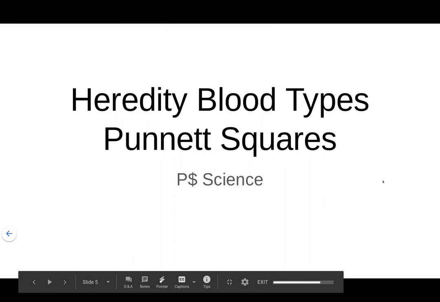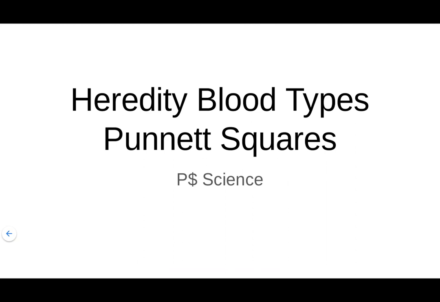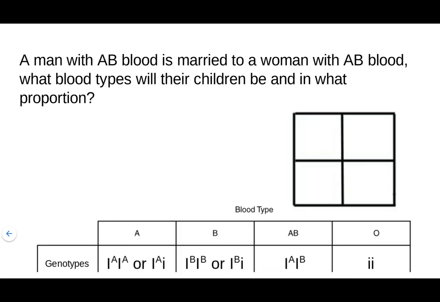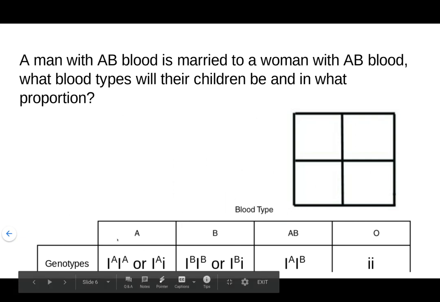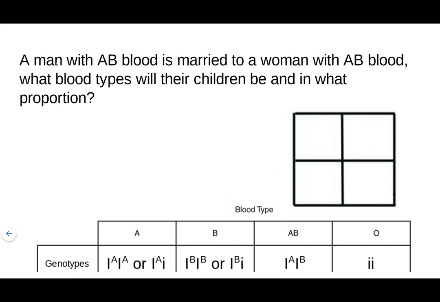All right, so this is the second video where we're going to learn how to use the genotypes of blood types in Punnett squares. First, you'll notice on all these problems, I stuck the chart with the genotypes at the bottom here. You might want to write this down so when you do your own practice, you have this to reference. All right, first problem.